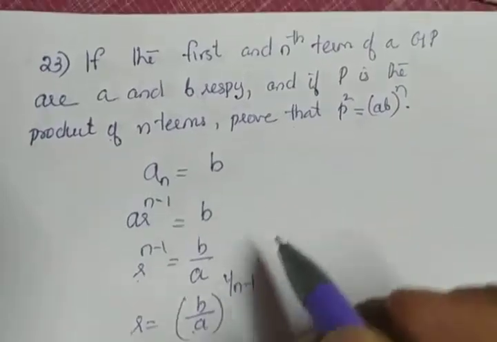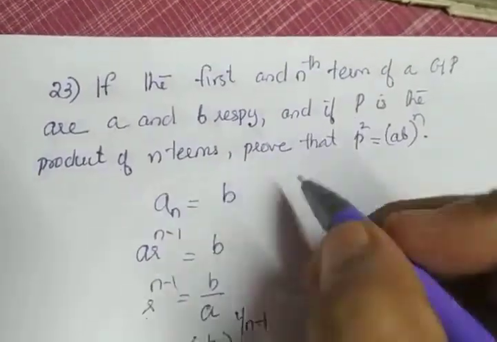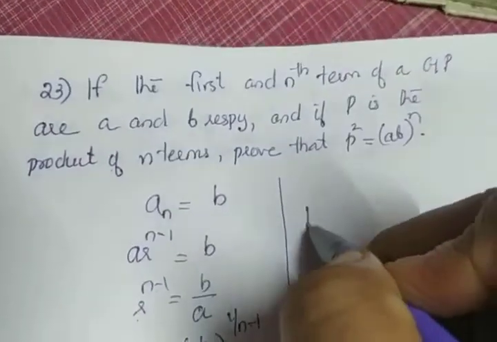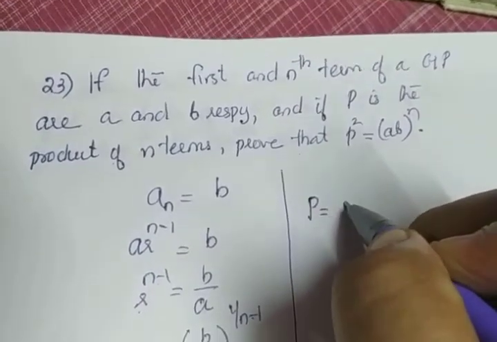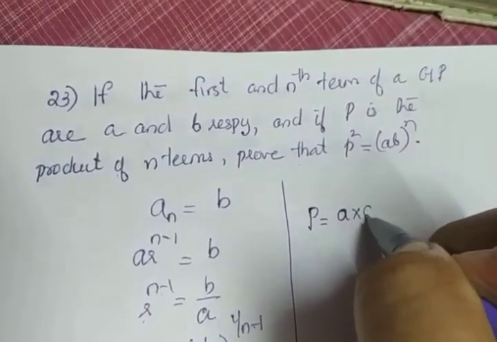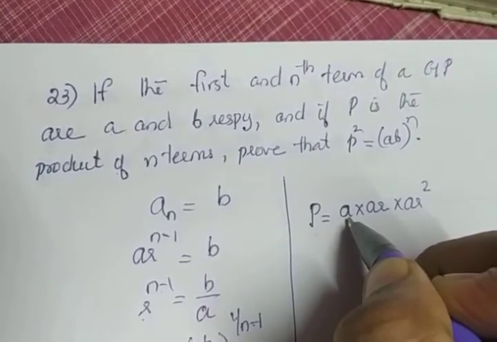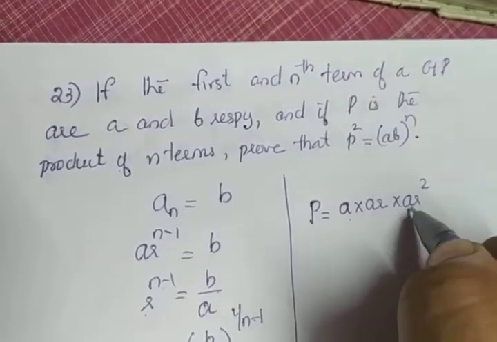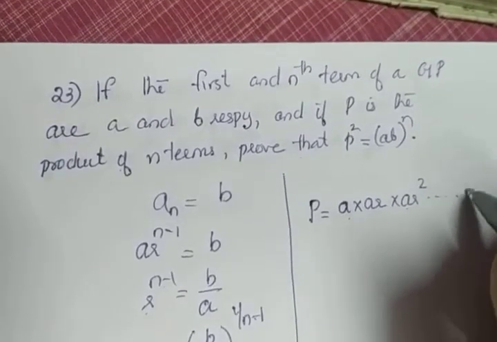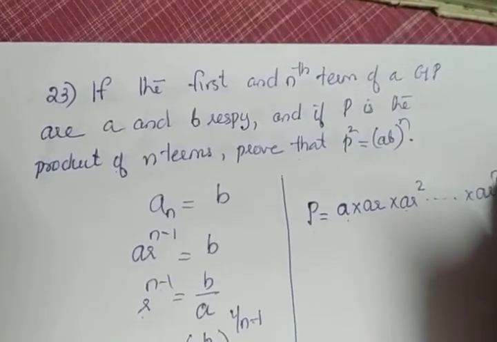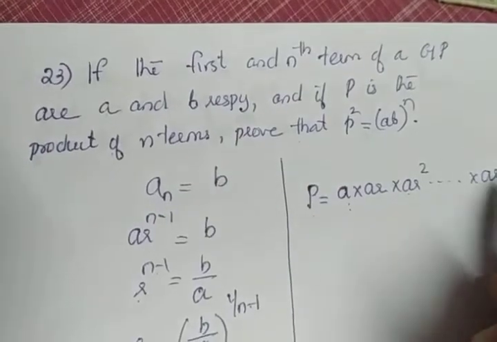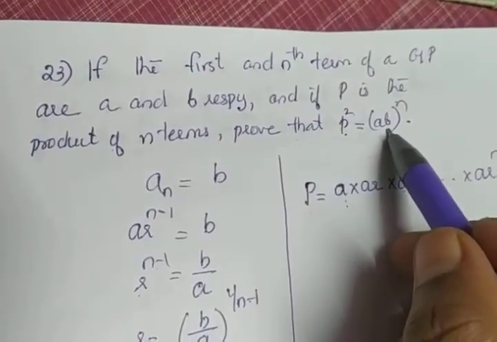Let it be here. What is P? P is the product of n terms. So I am going to take P. P is the product of n terms, means first term is A, second term is AR, third term is AR square. And product of n terms means A into AR square into etc. nth term will be A into R raised to n minus 1. So this is P and we have to show P square equals (AB) raised to n.